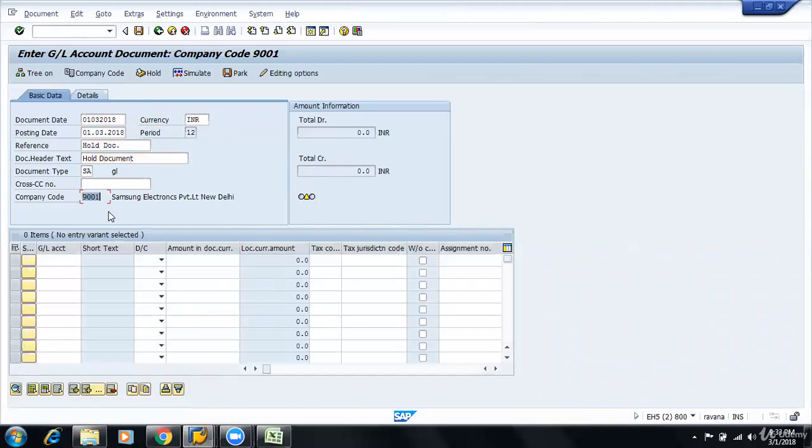And the company code is 9001 by default, which we have been using for the last many videos for configuration postings. GL account, I currently have only two GL accounts, 4 lakhs and 1 lakh. Debit, credit, amount 1000. Okay, let me do it this way. Let me make it simple as my example.